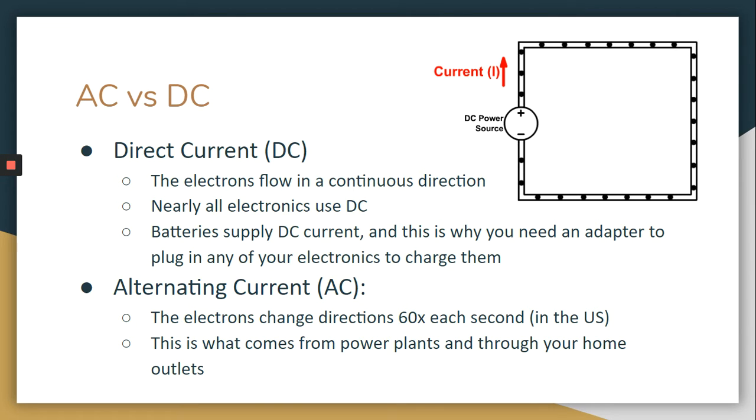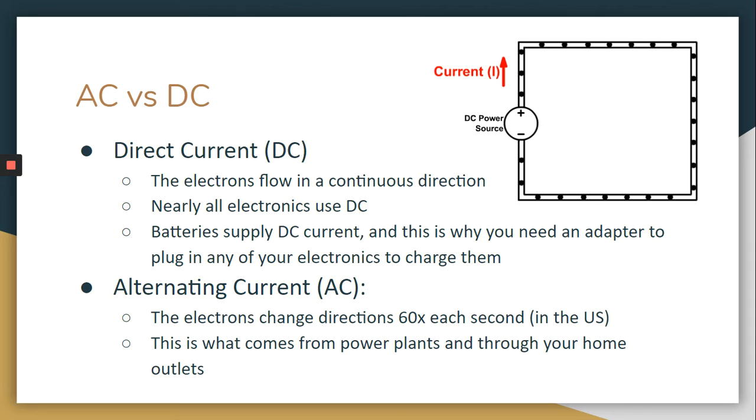And nearly all electronics use DC. So your video console, your cell phone, anything really that has electronics inside of it uses DC. And batteries supply DC current. That's why you can just put batteries into pretty much anything that's portable, because it uses that DC current. And this is also why you need an adapter to plug in any of your electronics to charge them.